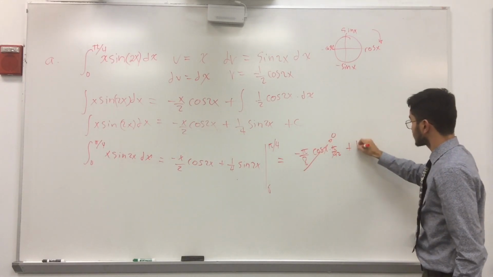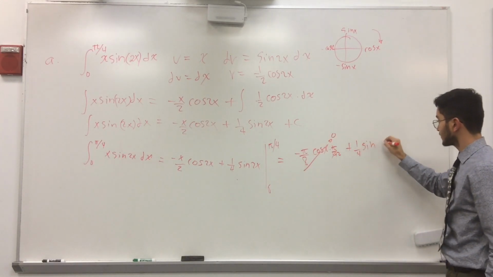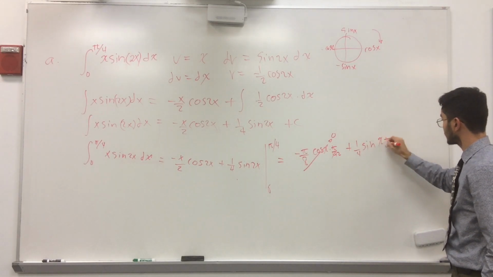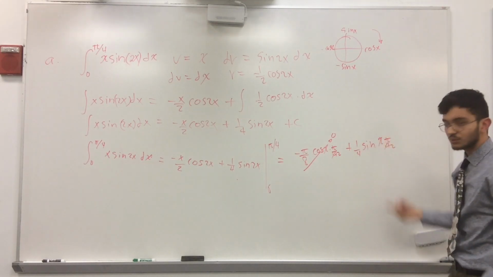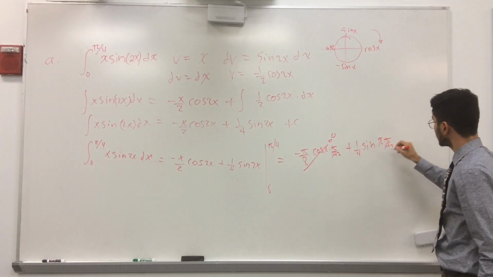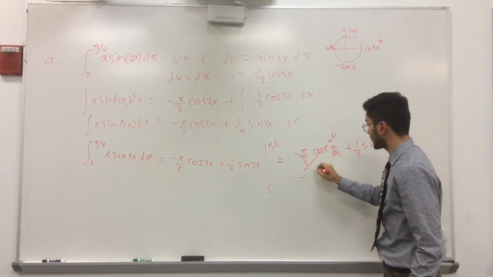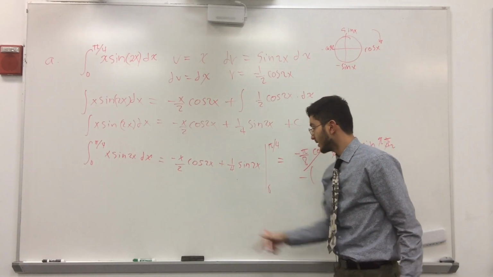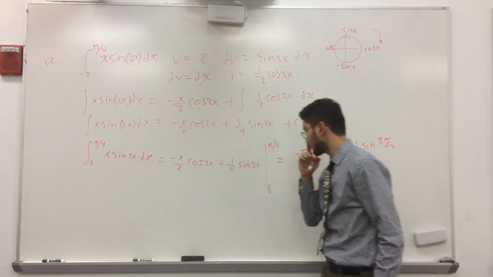And then we have plus 1/4 sine of 2 times pi over 4, which is nothing but sine of pi over 2. And of course, sine of pi over 2 is 1, so this is going to be 1. And then we're going to subtract the lower limit value. And you know, we can already see what's going to happen.